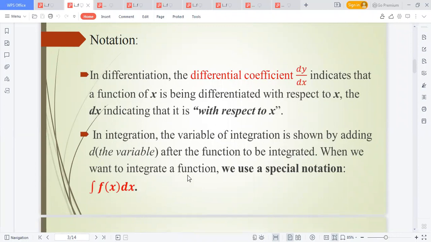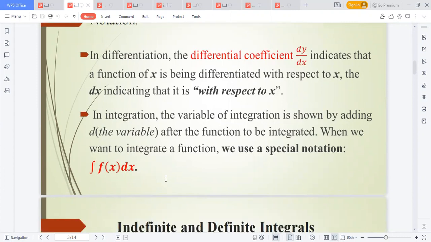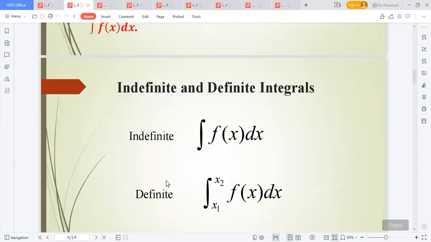When we want to integrate a function, we use a special notation like this. That means integral sign f of x dx. This is the integration of f of x with respect to x. There are two types of integration: one is indefinite integrals and the other is definite integrals. So the indefinite integral notation will be this, integration of f of x dx.